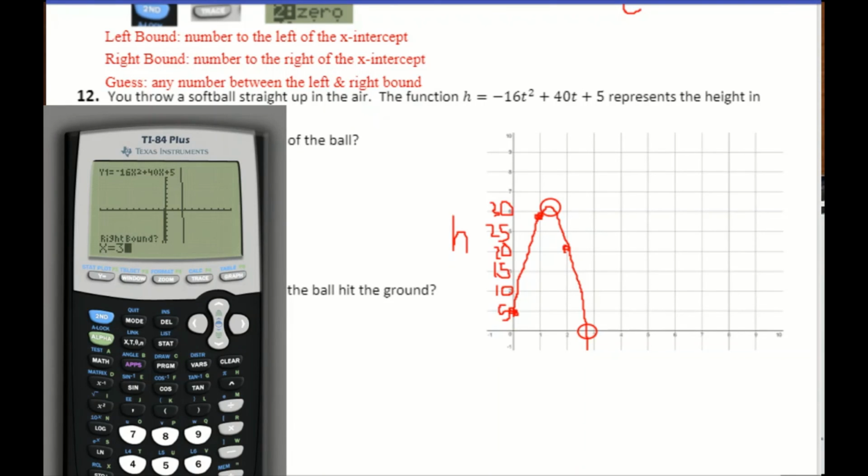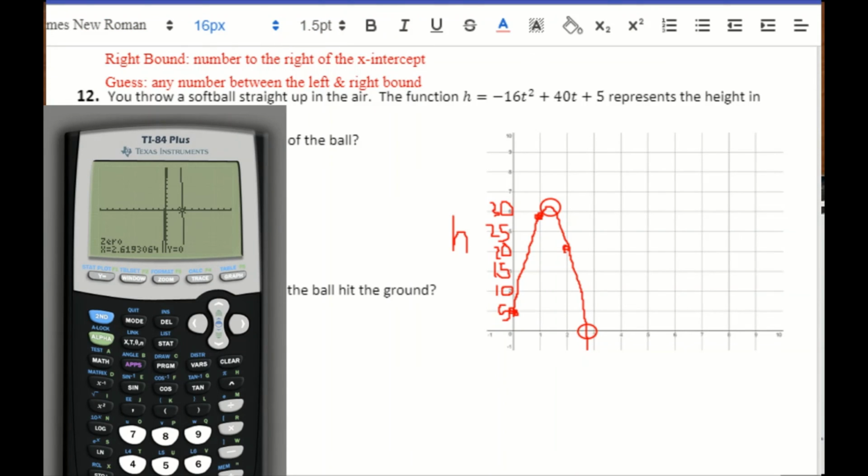My right bound, I'm going to pick 3. And my guess, I'm going to pick 2.5. And so we get 2.6, I guess that rounds to 2.62. So when time is 2.62, it'll hit the ground. And then what's the maximum height of the ball?